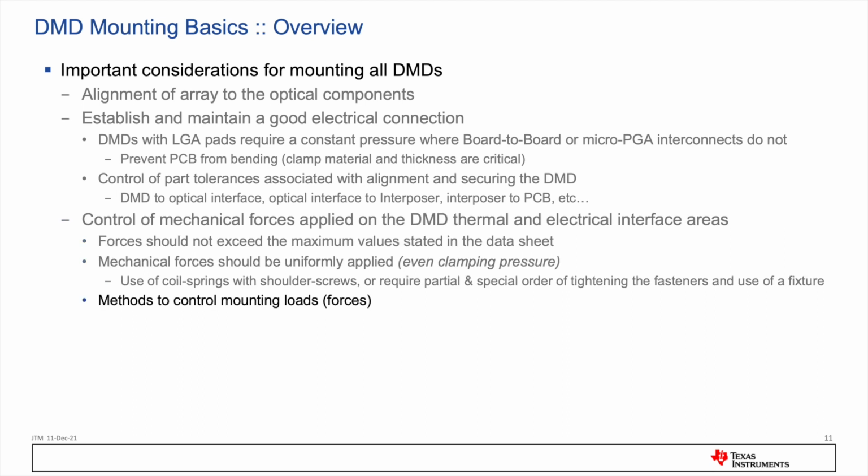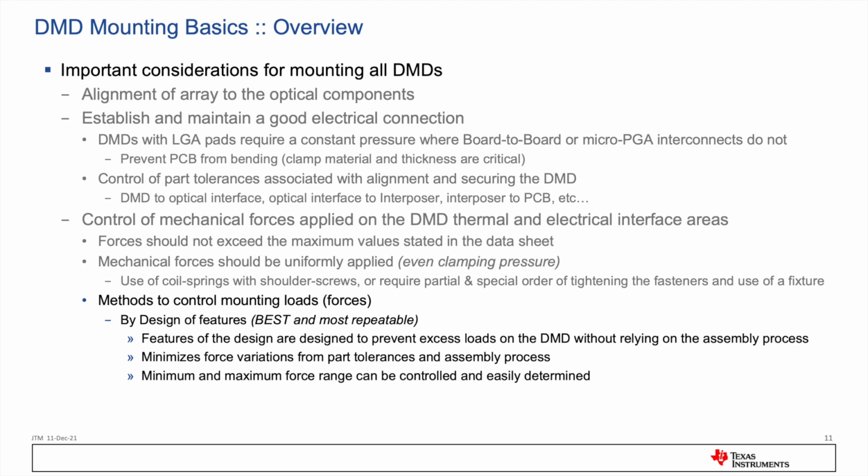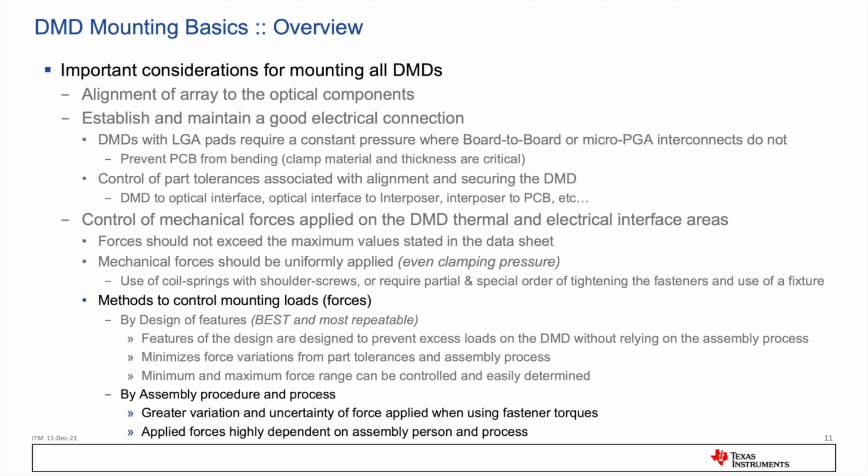The methods to control the mounting loads include by design of features, which is the best and most repeatable. Features of the design are designed to prevent excess loads from being applied to the DMD without relying on assembly process steps. This type of design minimizes force variation and allows the range of forces to be controlled and determined by simple calculations. Control of loads using an assembly procedure or process will have greater force variation and is highly dependent on the person doing the assembly. This method typically relies on the torque of a fastener to control the applied loads.